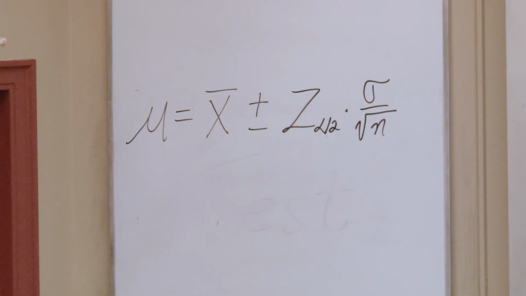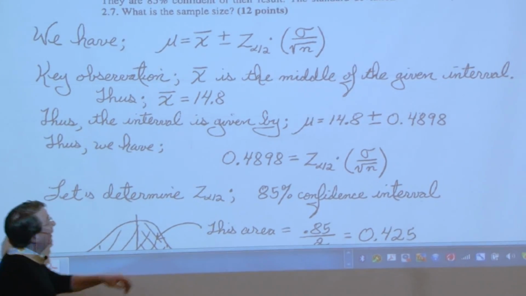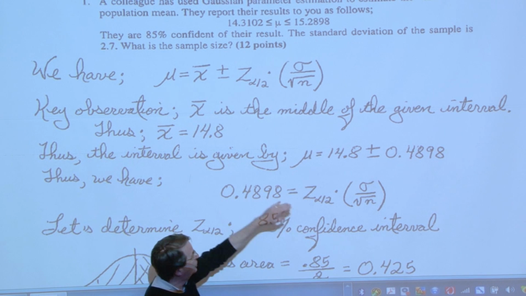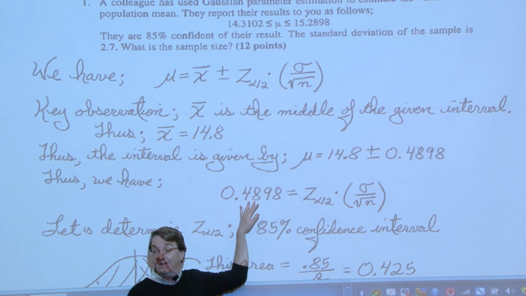Am I okay so far? Chris, you're smiling. Is this so far so good? All right. Okay. All right. So I now know that z alpha over 2, whatever that is, times sigma over the square root of n is 0.4898. Are we doing okay? Good.